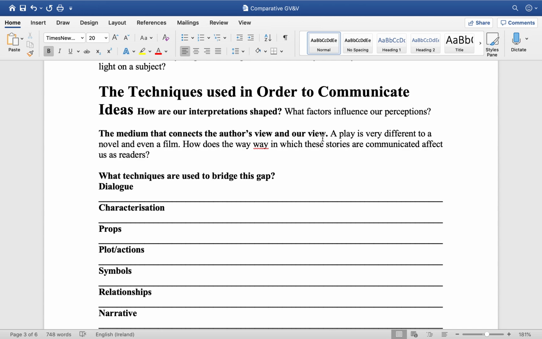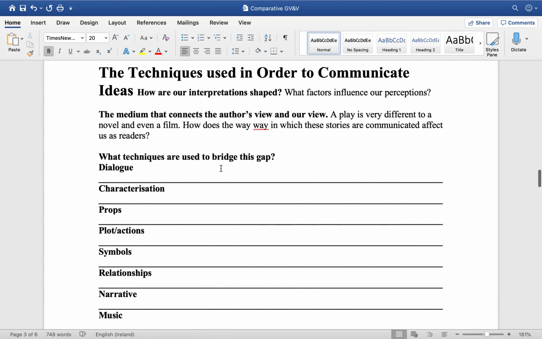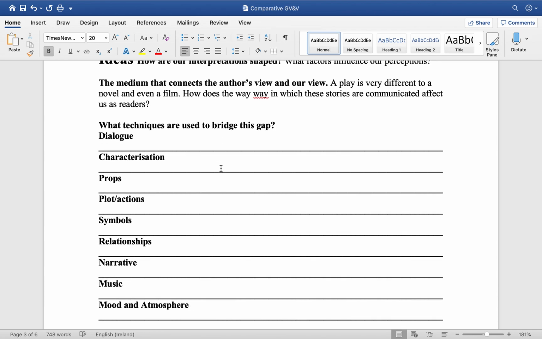A play is very different to a novel and even a film. How does the way in which these stories are communicated affect us as readers? Some people, their favorite text will be the novel. For others, it will be the play, the written play, of course. And for some, it'll be the film. Some people just like watching a film, and that's totally fine. So, what techniques are used to bridge the gap between reader and author?